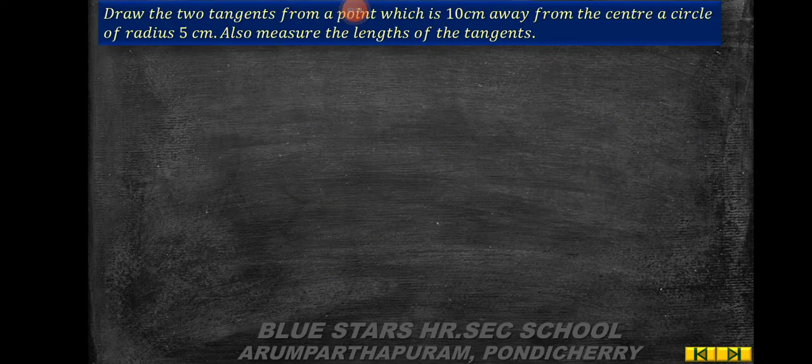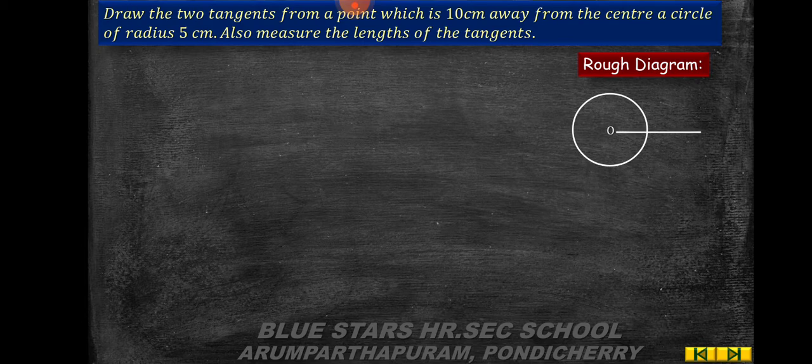Exercise 4.4 problem number 13. Draw the two tangents from a point which is 10 centimeter away from the center of a circle of radius 5 centimeter. Also measure the length of the tangents. First of all you have to draw a rough diagram. Draw a circle with radius 5 centimeter. Then draw a line OP which is 10 centimeter.